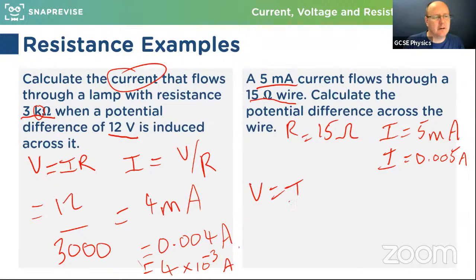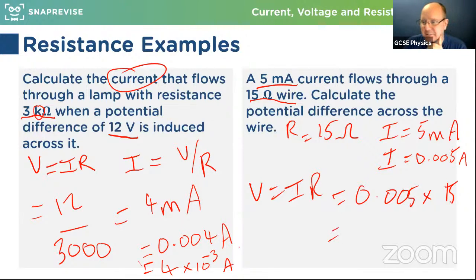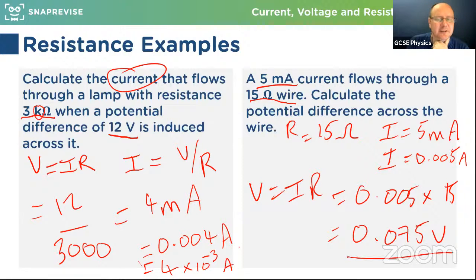So V equals IR. We've had a look at what R is from the question. We've had a look at what current is. So that's going to be 0.005 times 15. And the answer's already been put up there by Floss and the boss, is 0.075. Yep, 0.075 volts. Volts being the unit for potential difference.